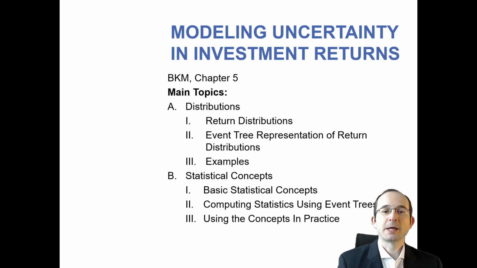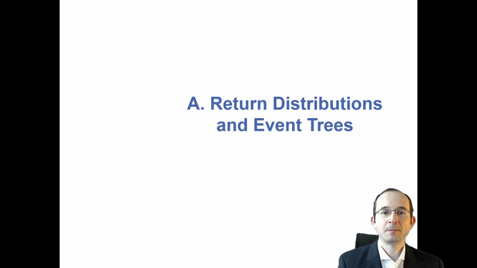We'll go through a few examples and then we'll move on to the key statistical concepts in talking about uncertainty, which is to say the really important characteristics of a distribution of a random variable, such as its mean, standard deviation, and critically for returns, correlation and covariance. So let's begin with return distributions and how we can represent them using event trees.